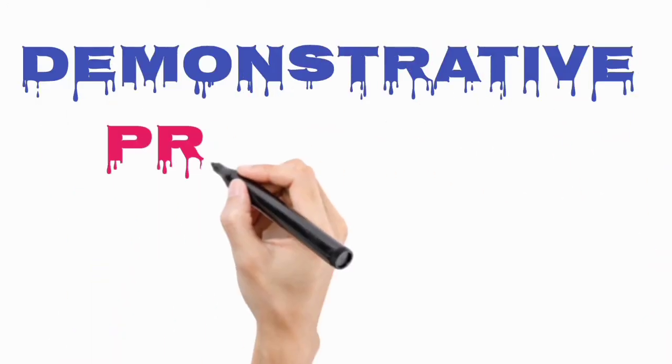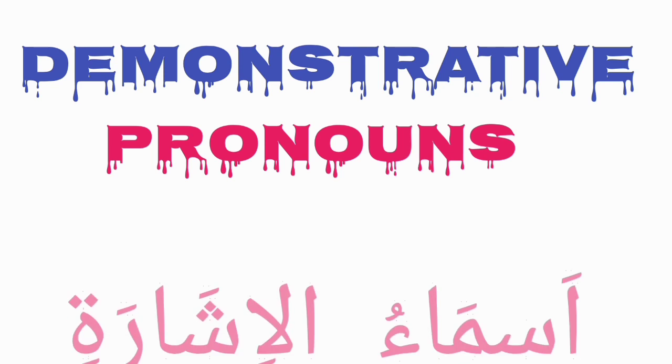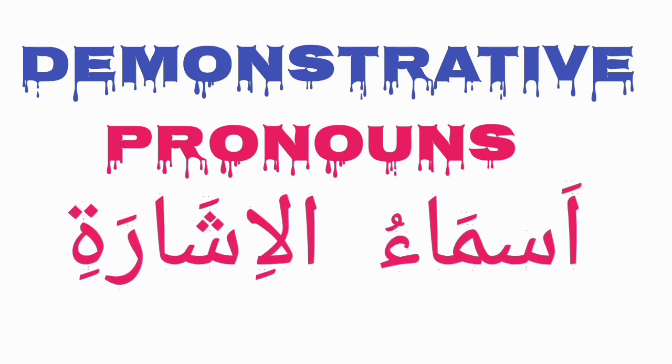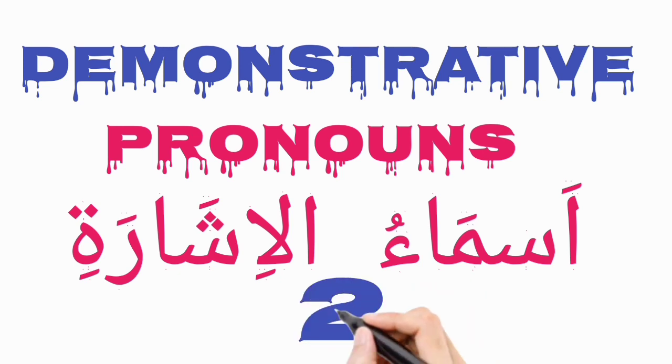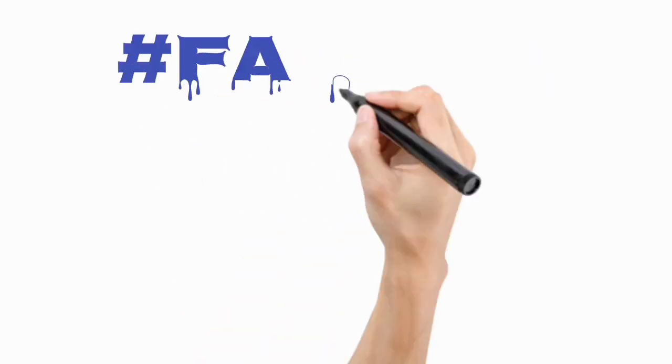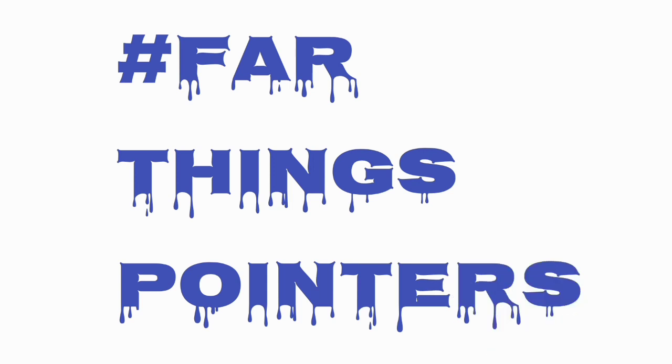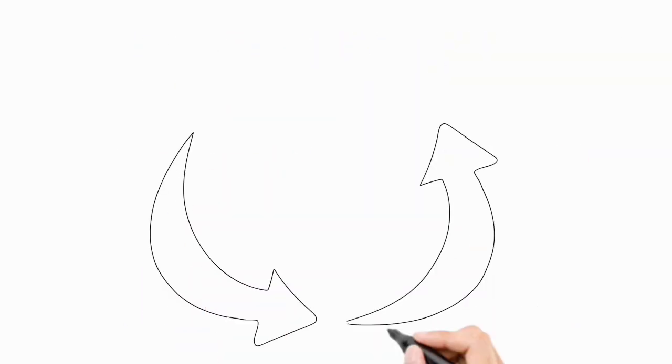So we are still discussing the demonstrative pronouns that we have in Arabic, the Asma'ul Isharati. We discussed in our previous class the aspect of the close tense pointers. If you want to see that, check my previous video on demonstrative pronouns. So we're looking into the second aspect, which is the far tense pointers.